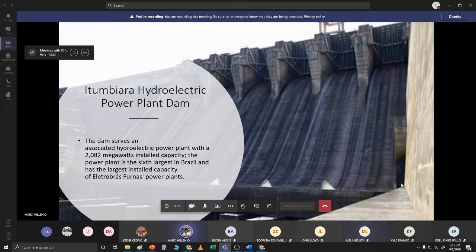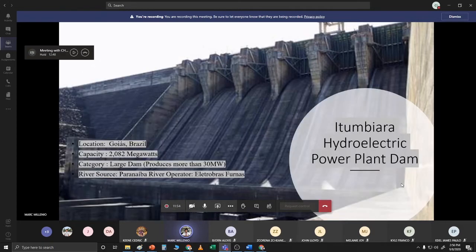This hydroelectric power plant serves as an associated hydroelectric power plant with a 2,082 megawatts installed capacity. The power plant is the 6th largest in Brazil and has the largest installed capacity of Eletrobras Furnas power plants. So the location of this power plant is in Goiás, Brazil. The capacity is 2,082 megawatts. The category of it is large dam. The river source is Paranaiba River, and the operator is Eletrobras Furnas.